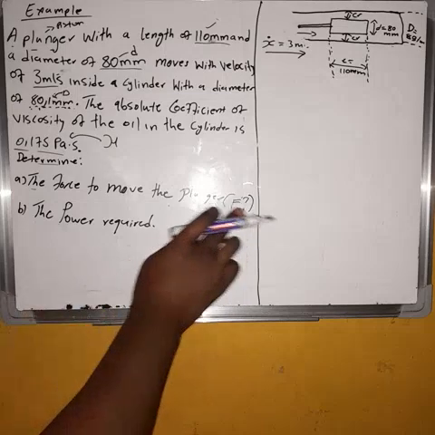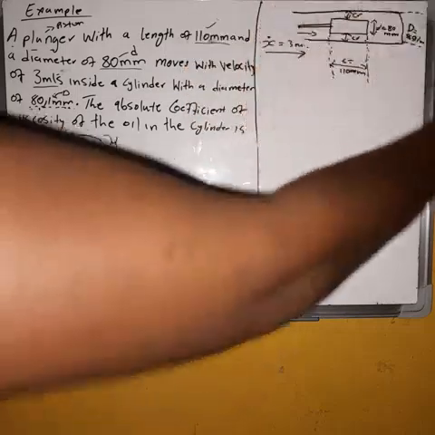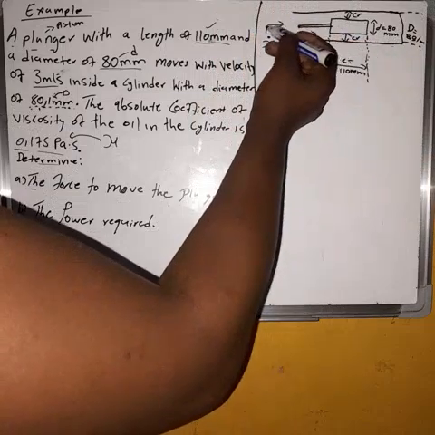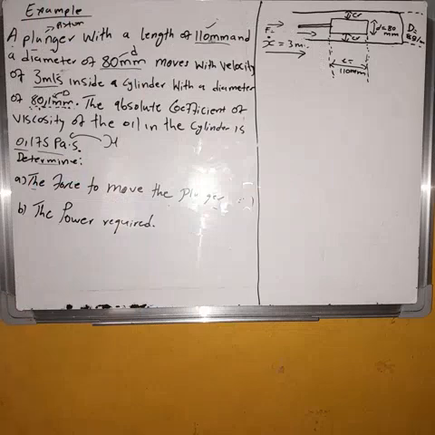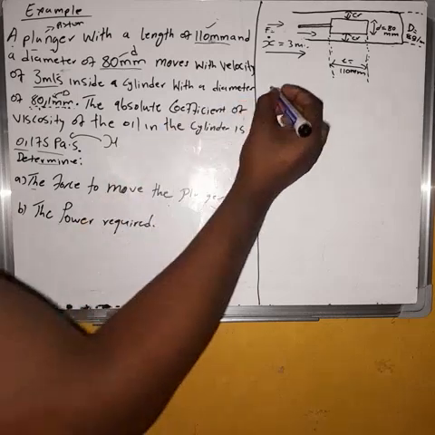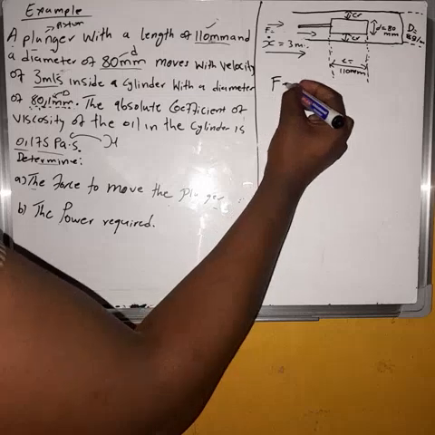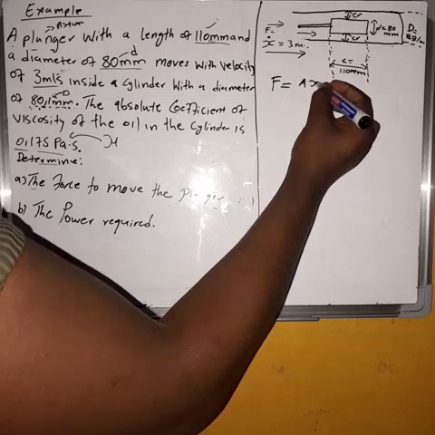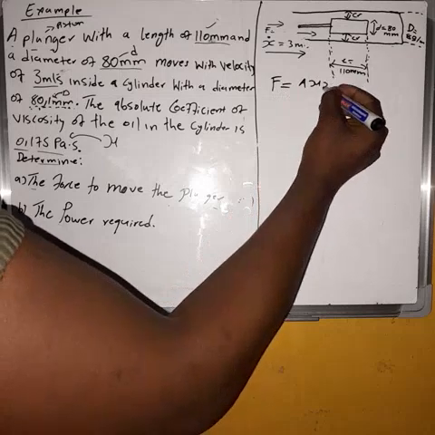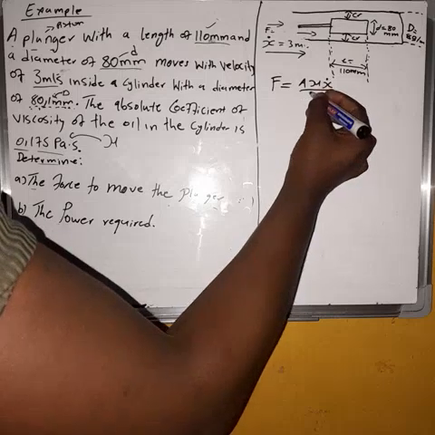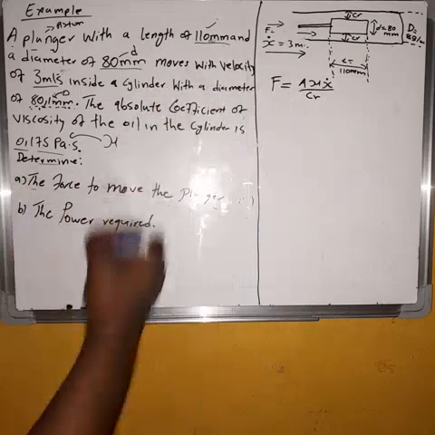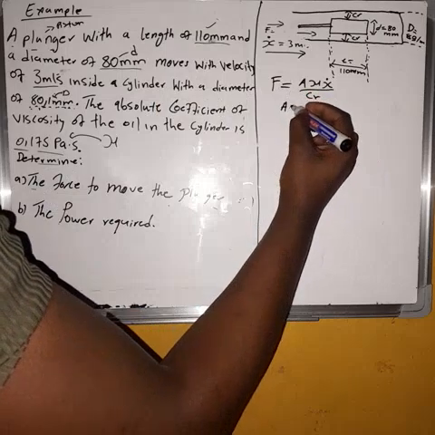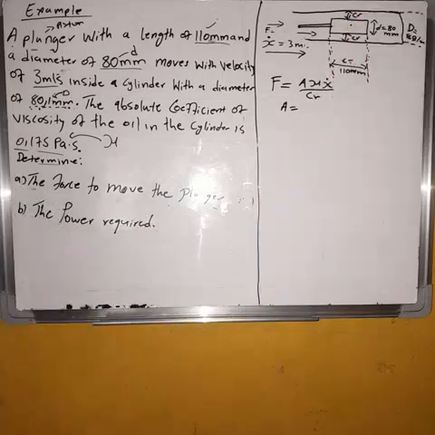The force. Remember, the piston is moving in that direction. That means there was a force applied. We want that force. What is the force that caused the piston to move? The force that was applied. Under this topic, I've shown you how to calculate the force. Remember, I said the force is given by this formula. F is equal to what? Area multiplied by coefficient of viscosity multiplied by velocity divided by what? By clearance.